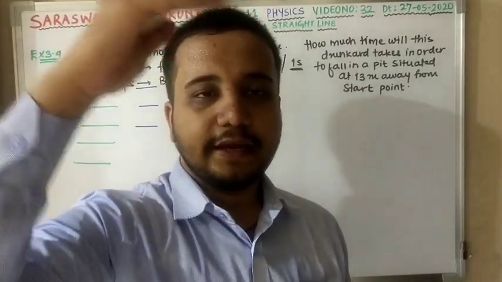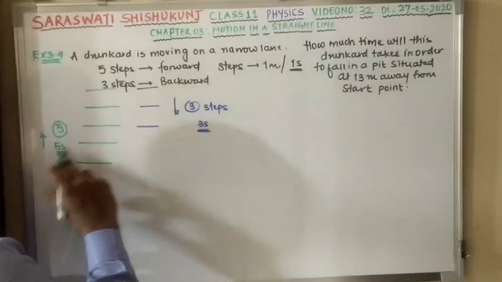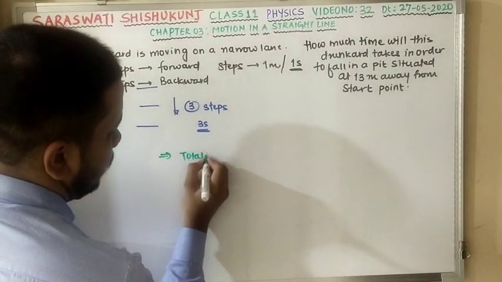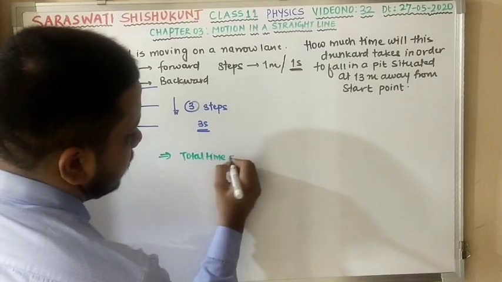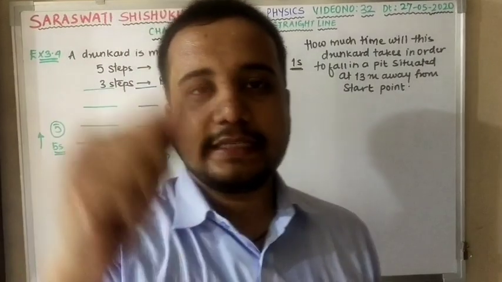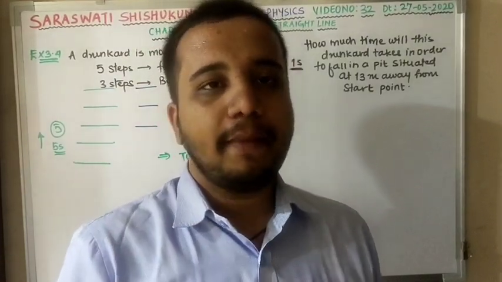Moving upwards 5 seconds. Moving downwards 3 seconds, again back. So 5 seconds, 3 seconds means total time. Total time is how much? 8 seconds. Till this clear? Total time is 8 seconds in one lap. 5 steps forward, 3 steps backward.